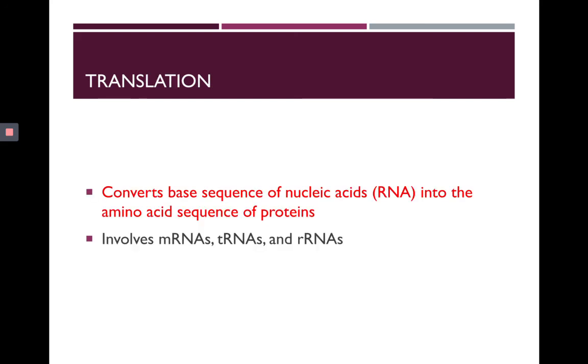Translation, if we read what's here in red, converts base sequences of nucleic acids into an amino acid sequence of protein. So by the time we get to translation, our nucleic acid is mRNA. We're going to use tRNA and rRNA in order to make the protein. But we could say this really simply to say we're going to turn mRNA into protein or polypeptide during translation. We're going to change the molecular language. But it's going to use all three types of RNA.